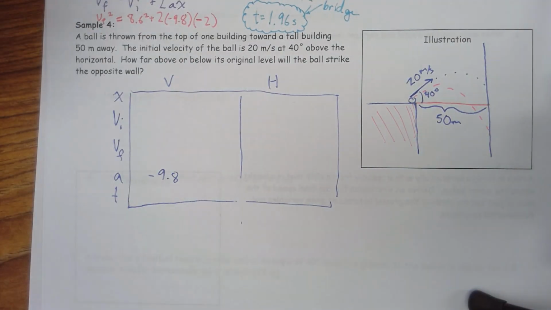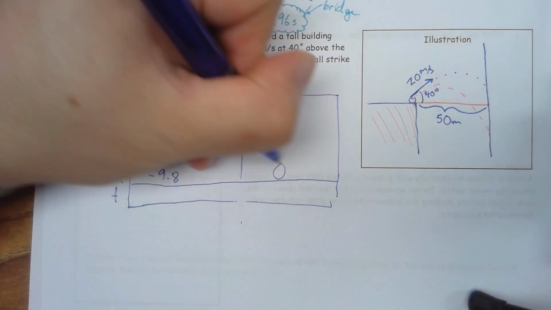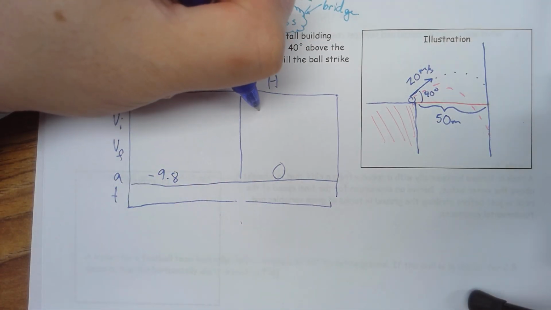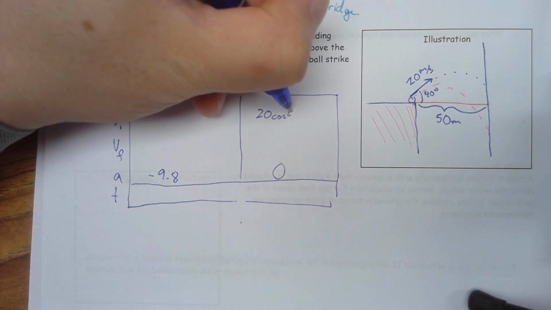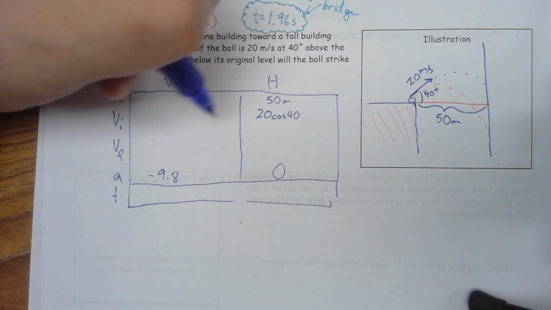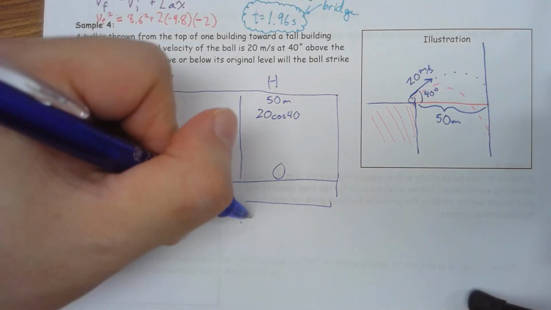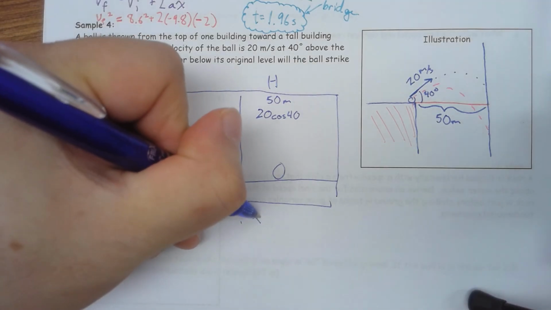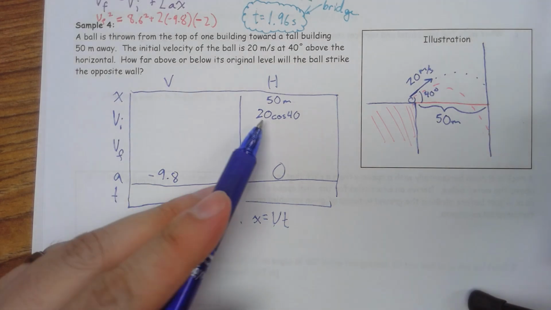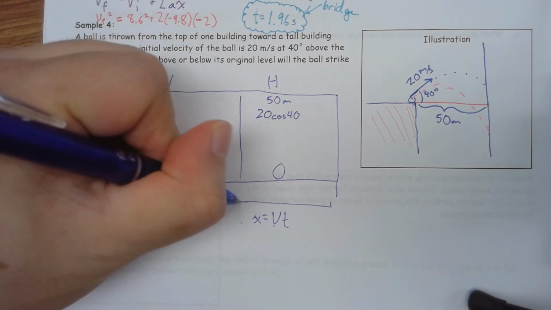And we have the fact that the VI is 20 cosine 40, and we have the fact that it is 50 meters away. So it's almost like I have 2, technically 3 pieces to solve any part. That A just tells me that I'm going to use X equals VT. I have the V. I have the X. I can solve for T. Our bridge portion of it.